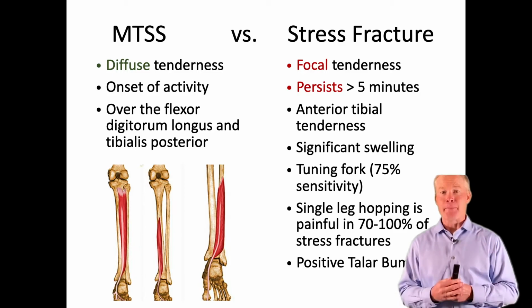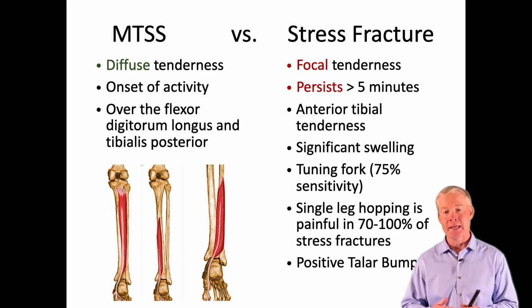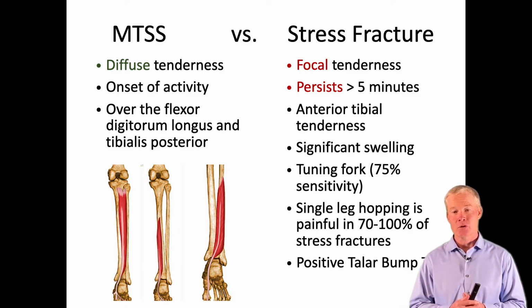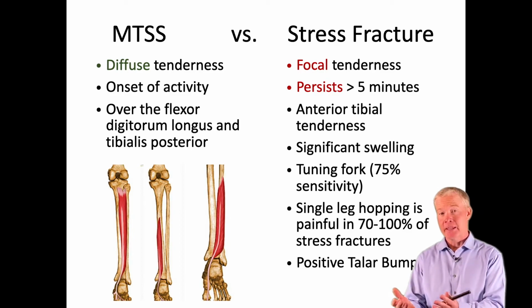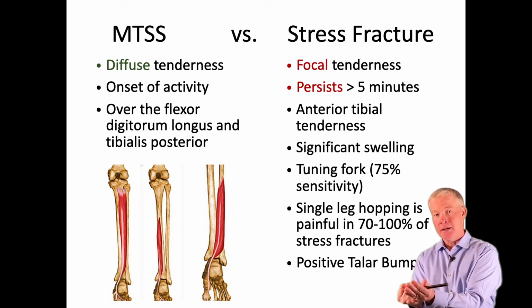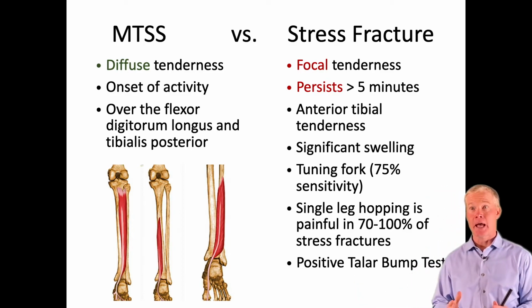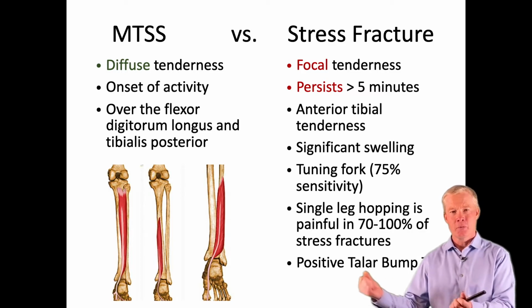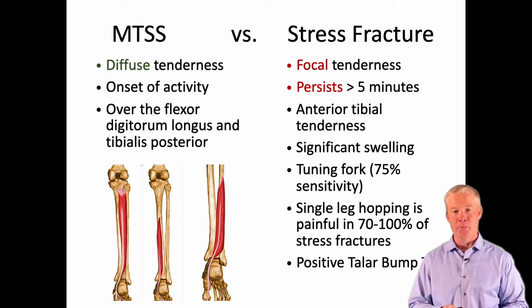And single leg hopping, having that patient hop on one leg, is 70 to 100% sensitive for a stress fracture. The other test that can be helpful is the Taylor bump test, which is simply having that supine patient with their leg extended bump on their heel. And if they say, ouch, well then that's probably more than just irritated muscles, because irritated muscles probably wouldn't hurt when you give the talus a quick, abrupt bump.